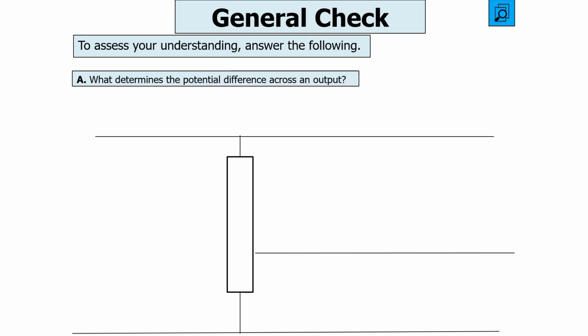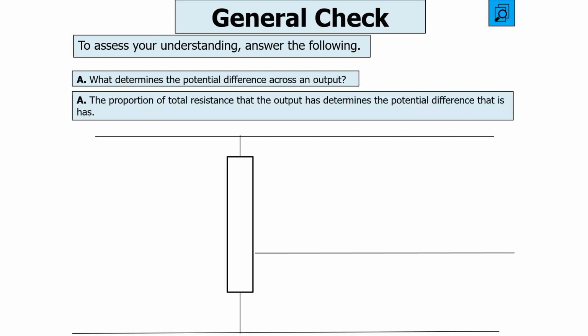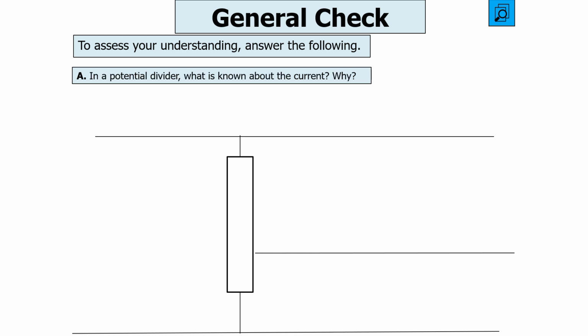The next question says, what determines the potential difference across an output? So pause the video now, then unpause the video when you want to go through your answer. Well, the proportion of total resistance that the output has determines the potential difference that the output will have. The next question says, in a potential divider, what do you know about current and why?